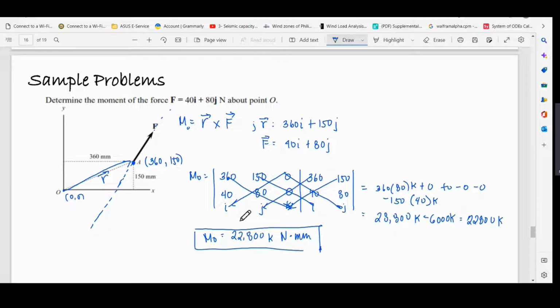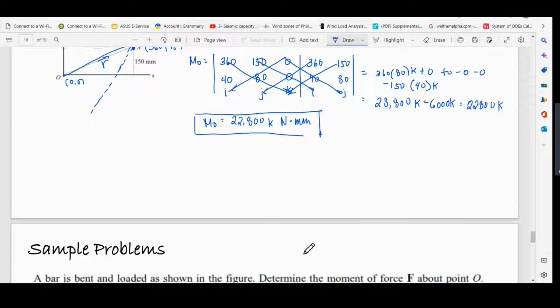Also, hindi naman sinabi dito sa problem if we will be determining the exact magnitude. Pero pag magnitude yung hinahanap, tanggalin lang natin yung k. So, that is the final answer. Pag magnitude, 22,800 Newton millimeter. Dito kasi hindi naman sinabi, determine the magnitude of the moment. Therefore, we can leave the final answer as it is. Okay? The moment at O is equal to 22,800k Newton millimeter.